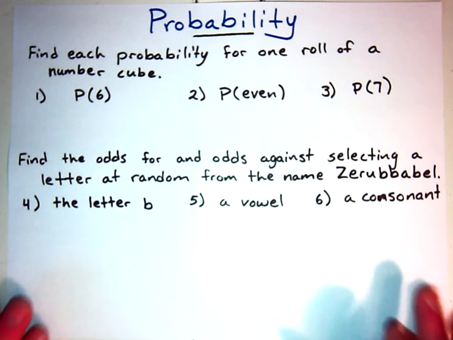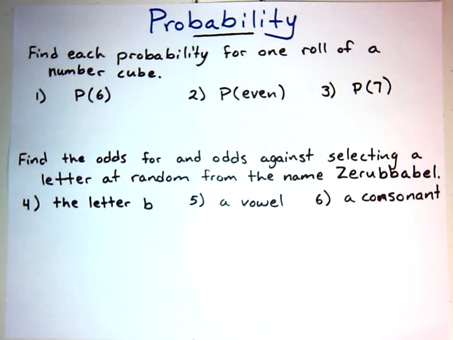Okay, so here we go. Probability. It says find each probability for one roll of a number cube. So they use the term number cube because they have to specify what shape it is. A cube has 6 sides. There are lots of different types of dice. So they're always very specific when they're saying what they're rolling. It's a number cube. It's a normal die. It has the numbers 1 through 6.